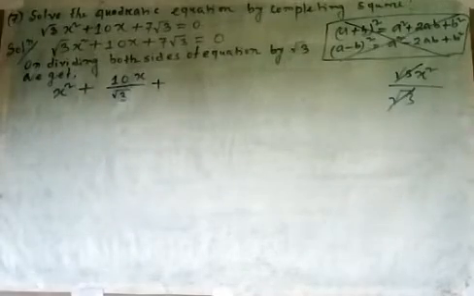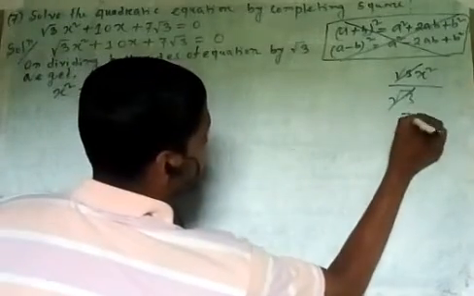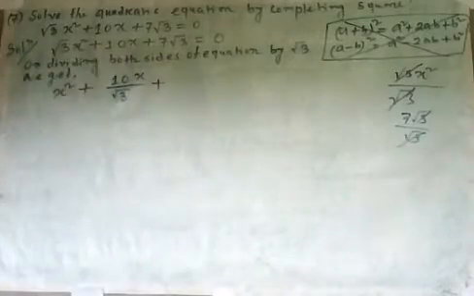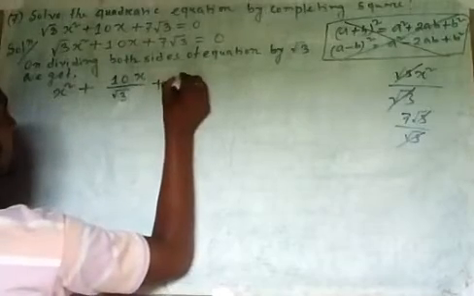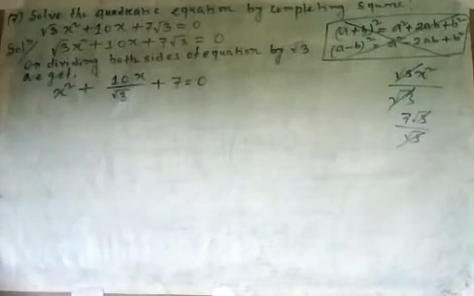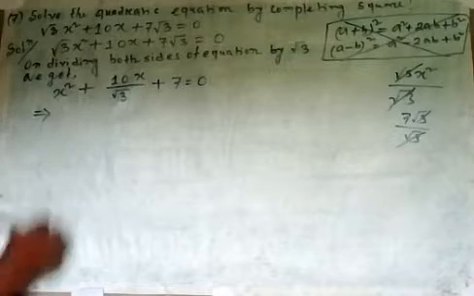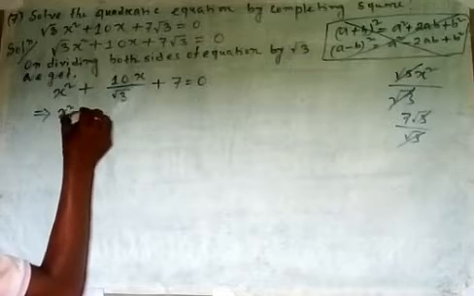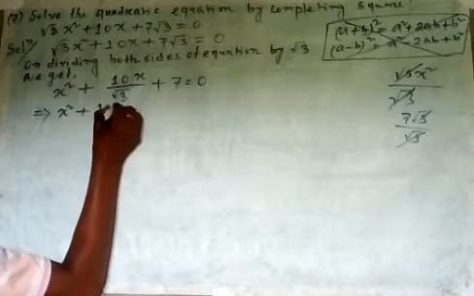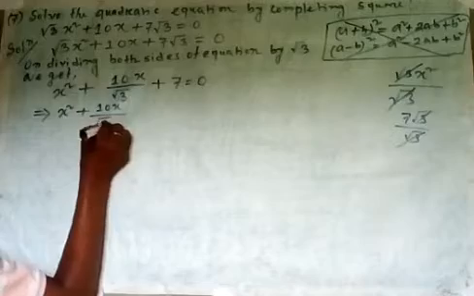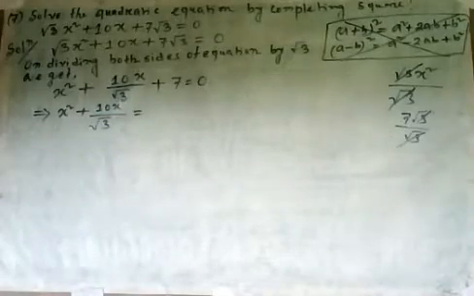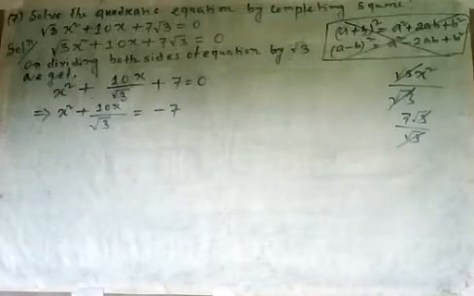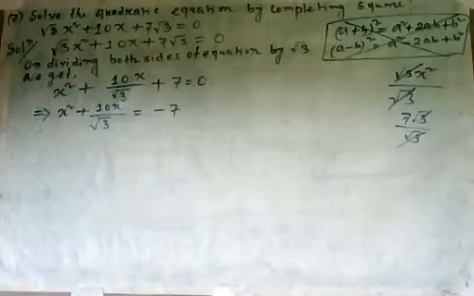7 root 3 divided by root 3. In that case also root 3 cancels. What remains? Only 7 equal to 0. This implies x square plus 10x divided by root 3 equal to minus 7, since plus 7 will be minus 7 by changing the side.